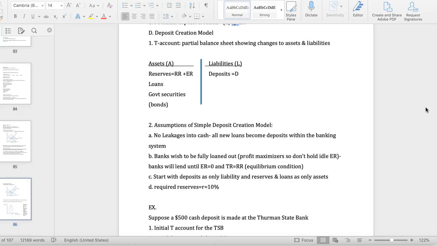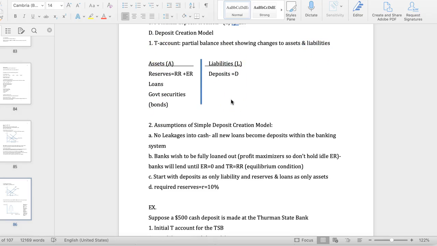Let's talk about the deposit creation model. So this is a T account. A T account is a partial balance sheet showing changes to assets and liabilities. Your assets will always be on the left and your liabilities will be on the right.